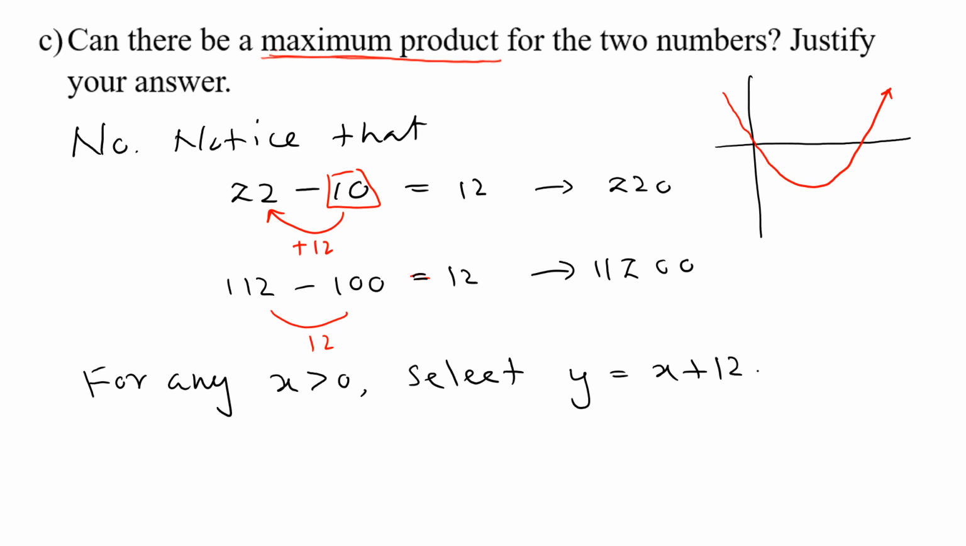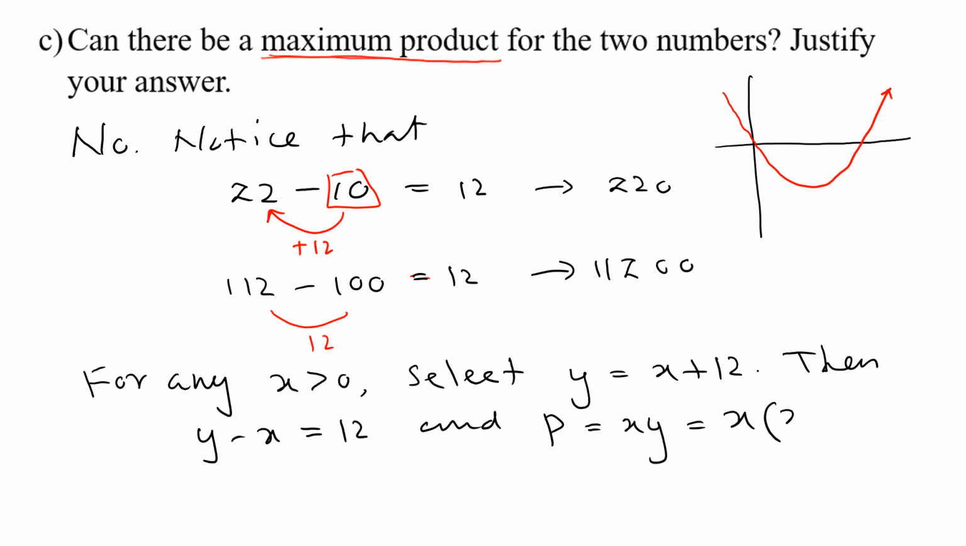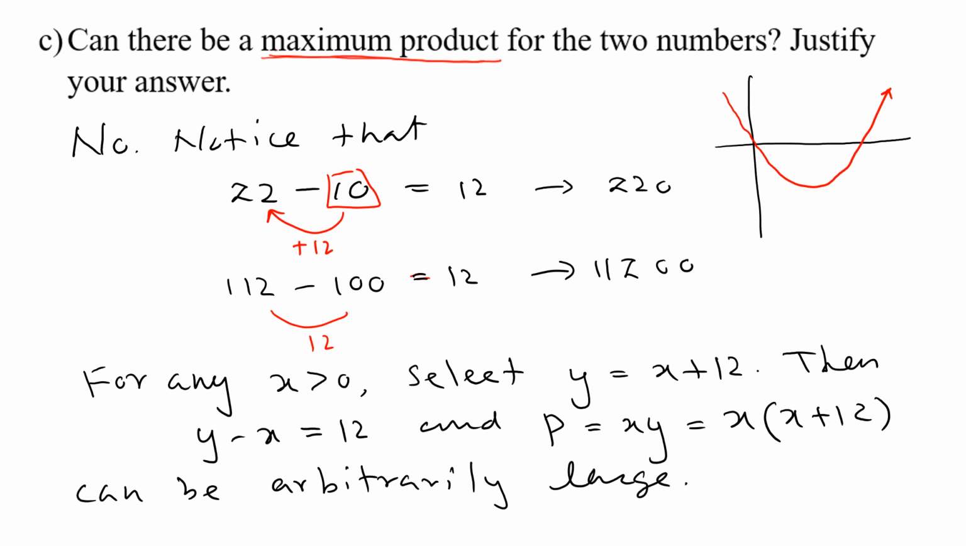Then you can see the difference y minus x equals 12. So the difference is 12, and if you look at the product, which is xy, it is simply x times x plus 12. You can see clearly that if you pick a large x, this can be really large. It can be arbitrarily large, that's how we write it. So that means there is no maximum product.